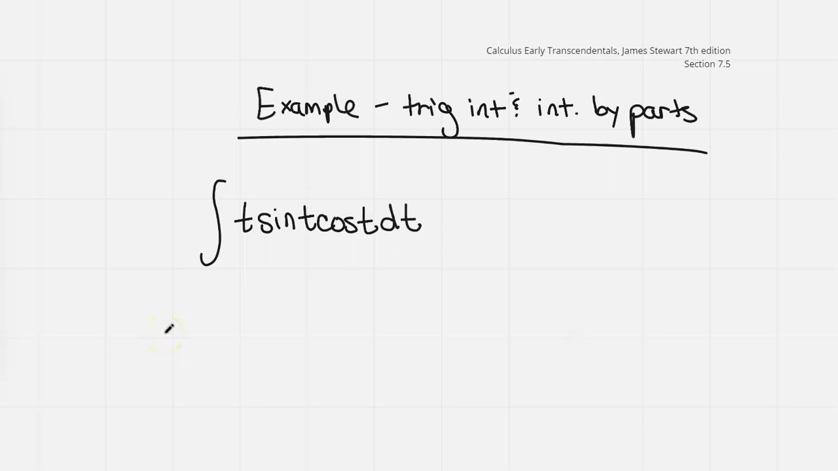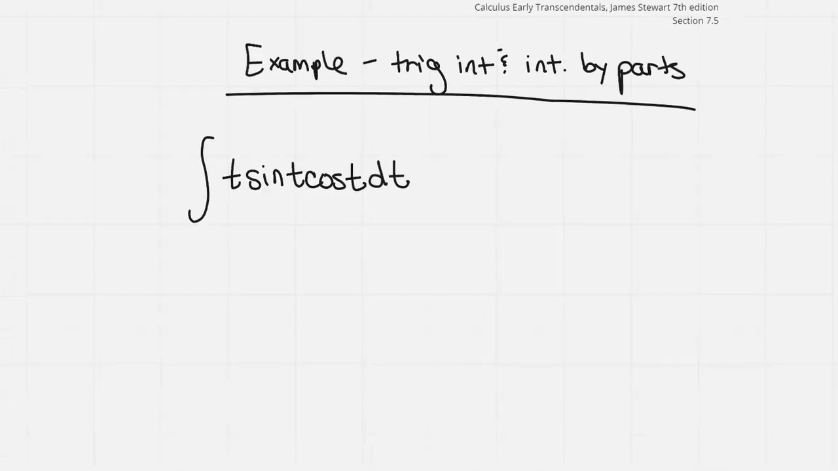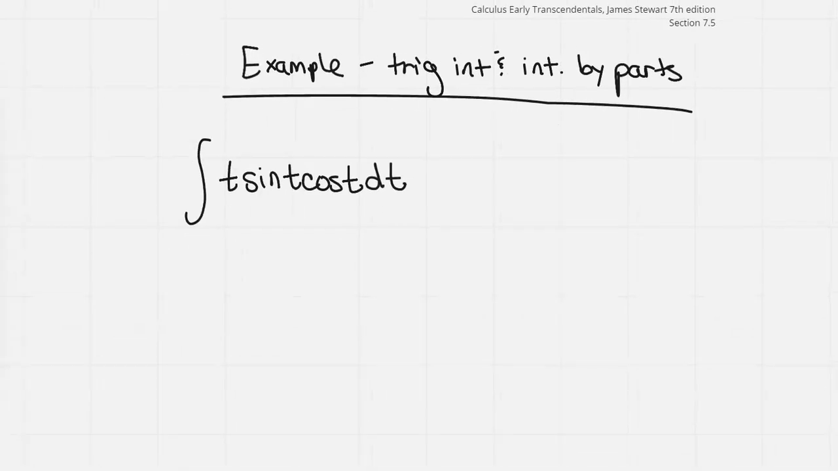So in this example, we have a trig integral, and I'm going to be using integration by parts. It's the integral of t times sine of t times cosine of t dt. And why integration by parts? Why would I choose to do that? Well, looking at this extra t in front is what's making me think integration by parts.